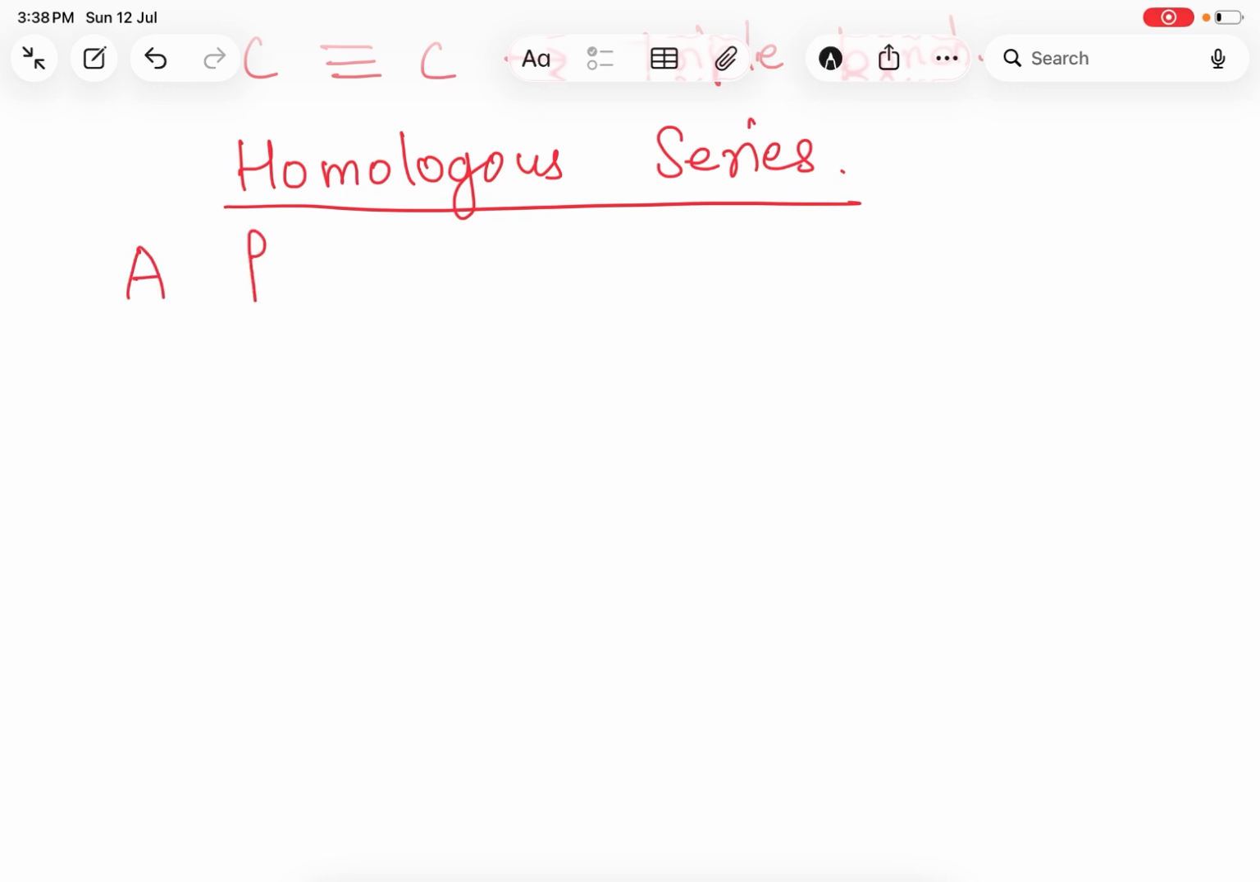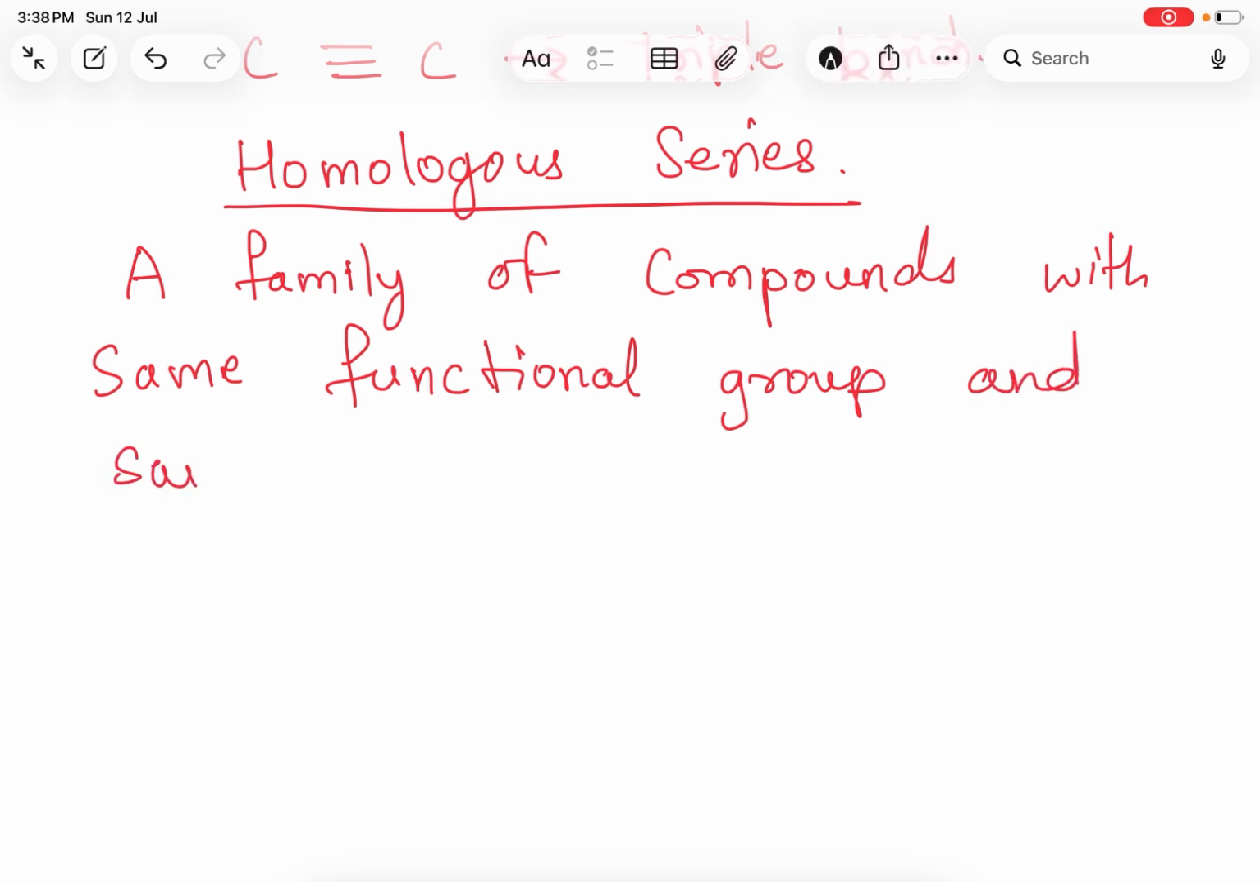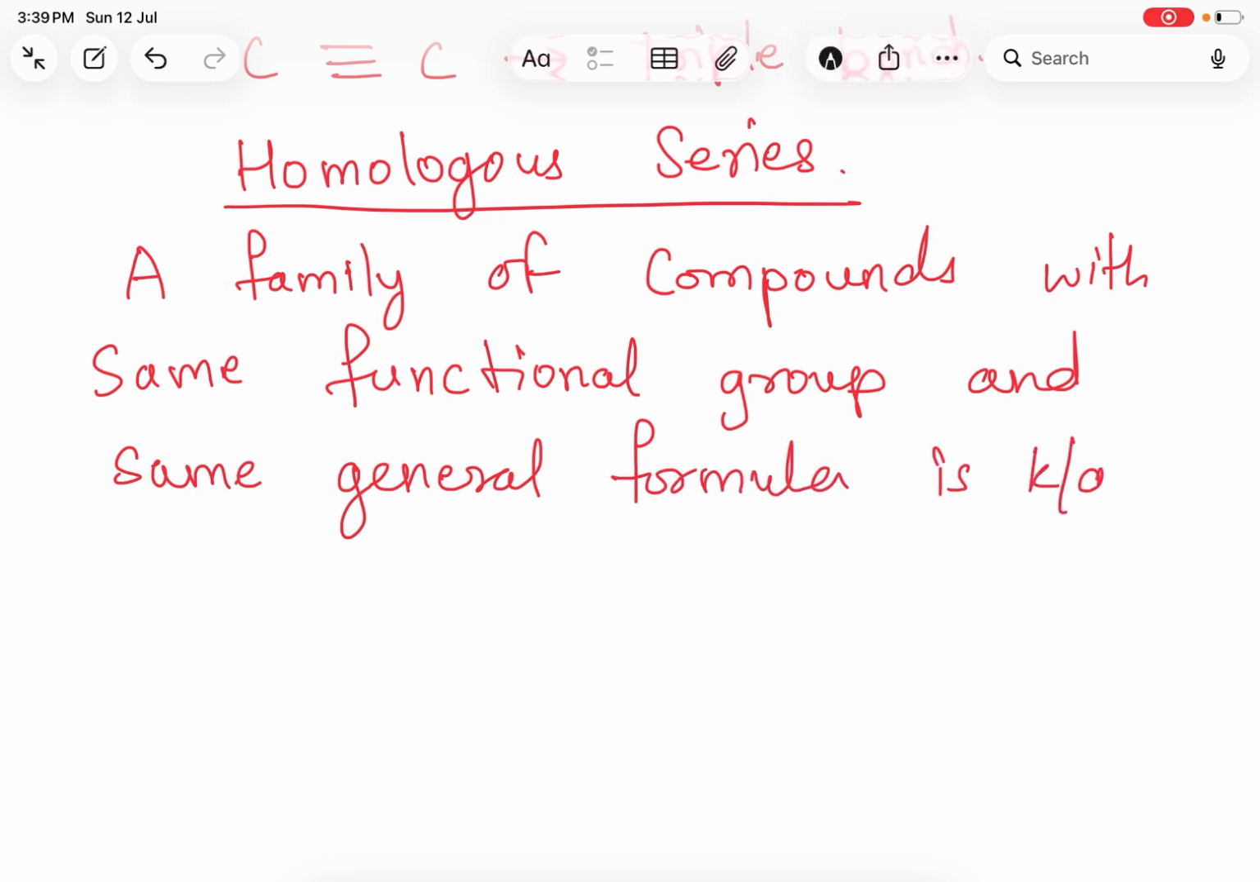So a family of compounds with the same functional group and the same general formula is known as a homologous series.